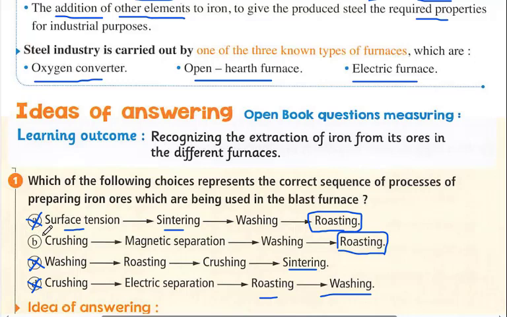You are with me? Okay, concentrate, or remember with me what the explanation is, or you may listen to the explanation once again. Okay, it starts with crushing, sintering, magnetic separation, which is concentrating, and washing also, and ends with roasting. So the correct answer here is B. It starts with crushing and ends with roasting.